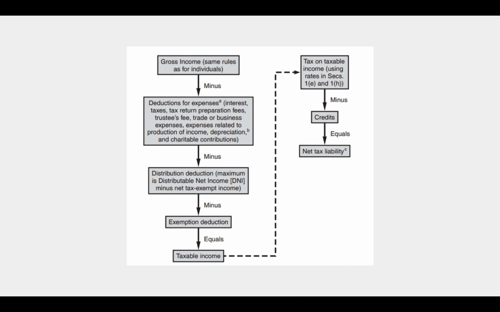But this right here is how we avoid double taxation, because we are allowed a deduction for the distribution that is distributed to the beneficiary up to a max of distributable net income. From there, we get an exemption deduction. That's our taxable income. Then we compute our tax, we subtract credits, and we get our net tax liability. So as you can see, if we are distributing all of our income as a form of distributable net income, we won't really have a tax liability in a trust.